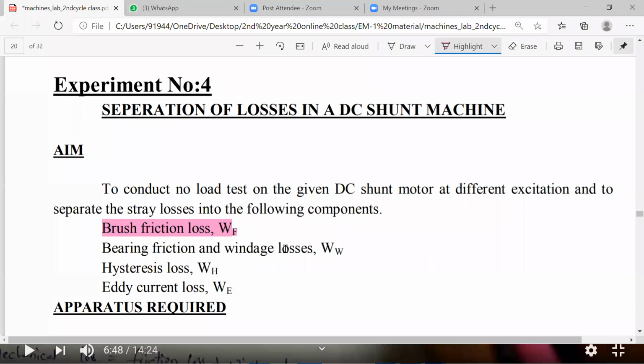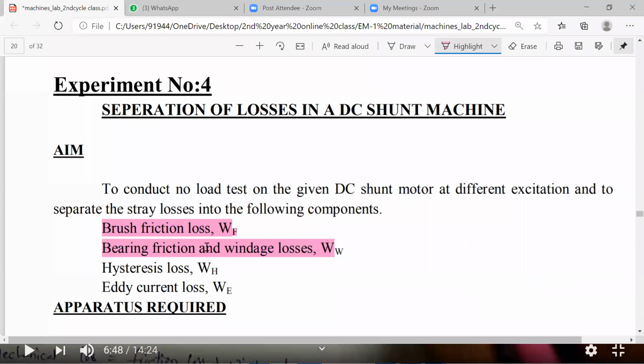The second is bearing friction and windage losses. Brush friction, bearing friction and windage losses are the mechanical losses. The third is hysteresis losses, and the fourth is eddy current losses. Hysteresis losses and eddy current losses we treat as iron losses or core losses. These losses occur in the armature.